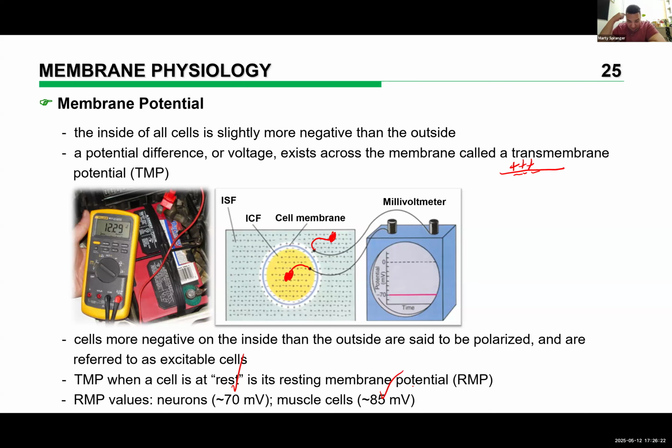Now, the minus really doesn't exist. It's just a reference. In other words, what we're saying by this is 70 millivolts, but the minus just means more negative on the inside than the outside. So it's in reference to the solution.